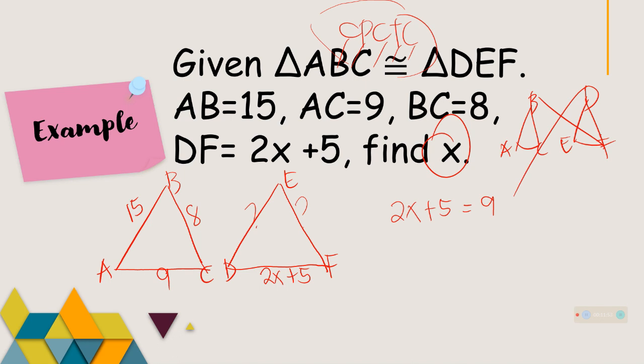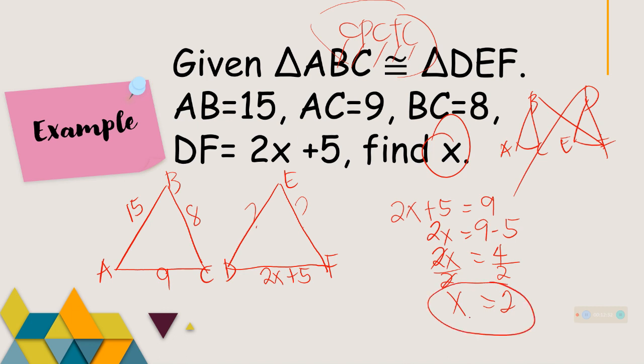For you to solve this, you are going to use your knowledge in solving linear equations. So you will have here 2x equals 9 minus 5. Why do we have this? Because you have applied the addition property of equality. Then 2x equals 9 minus 5, of course, is 4. Then you are going to divide both sides of the equation by 2, so that you can have the value of x. 4 divided by 2 is 2. So your x here is 2.